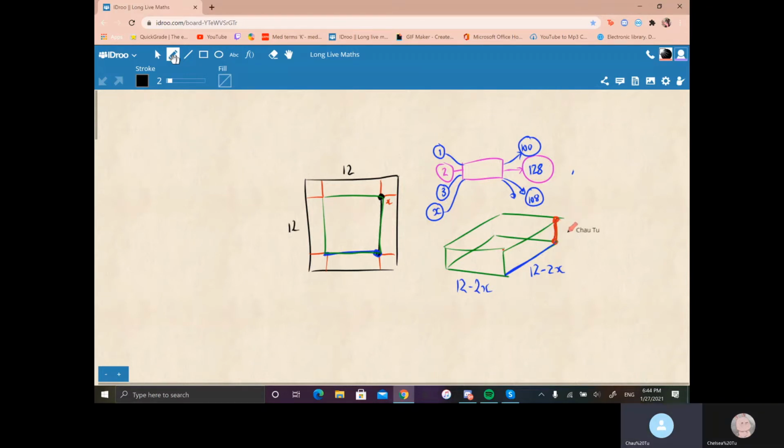What's this height here? x. So basically now you've got V as a function of x, meaning x is what you put into the machine, and I want to get the volume out for that given x. Equals what? 12 minus 2x times 12 minus 2x times x. So that would be x times (12 minus 2x) squared, like this, right? Yes, because it's just this thing times this thing times this thing. These two are exactly the same, so let's just square it. Is that okay?